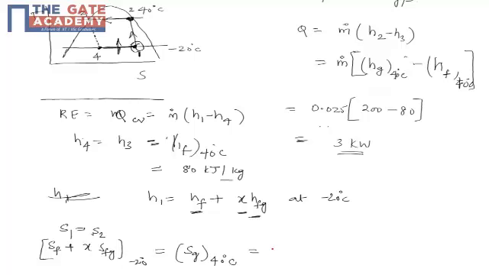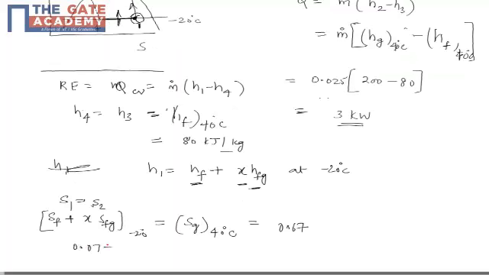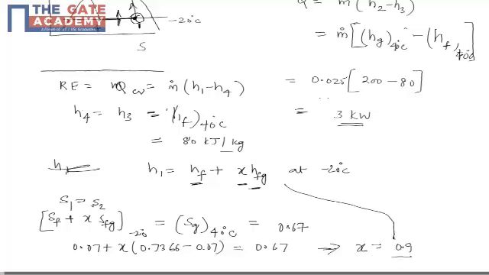So SG value is given as 0.67 at 40 degrees, so 0.67, and let's substitute SF is given as your 0.07 at minus 20 degree Celsius, plus the dryness fraction. SFG is SG minus SF, which is 0.7366 minus 0.07. So this is SG minus SF at minus 20 is equal to the SG at 40 degrees. So from this we can easily get dryness fraction, which comes out to be 0.9, and this dryness fraction we need to substitute it here.